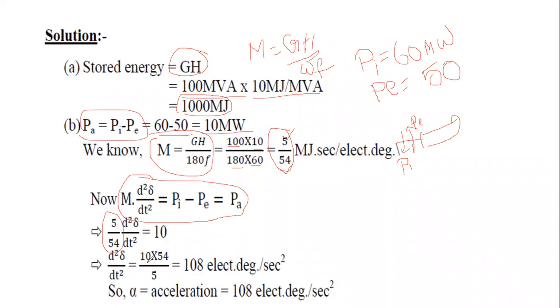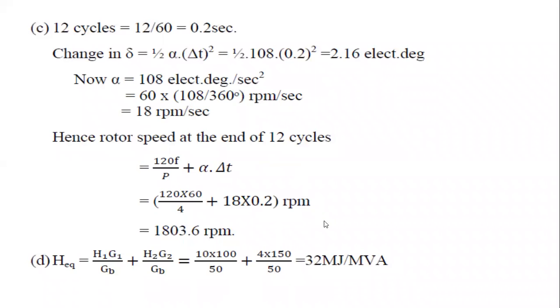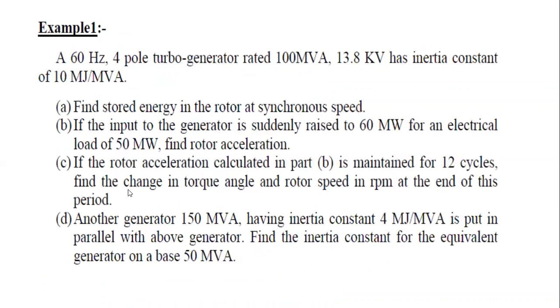That will be equal to 10 into 54 by 5. Therefore, this value is equal to 180 electrical degrees per second square. In this case, alpha is the acceleration, delta is the acceleration, that will be equal to 108 electrical degrees per second square. Understand?